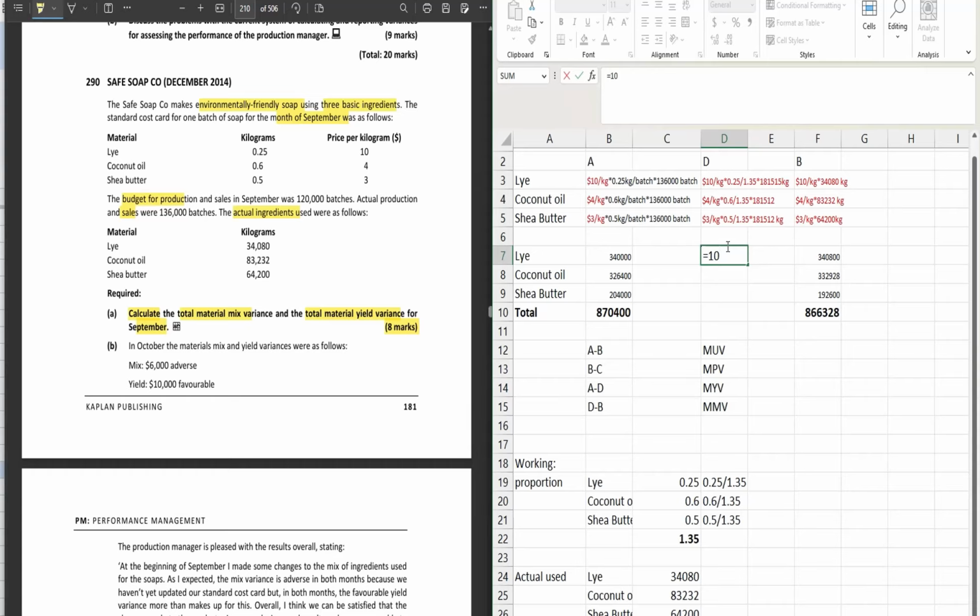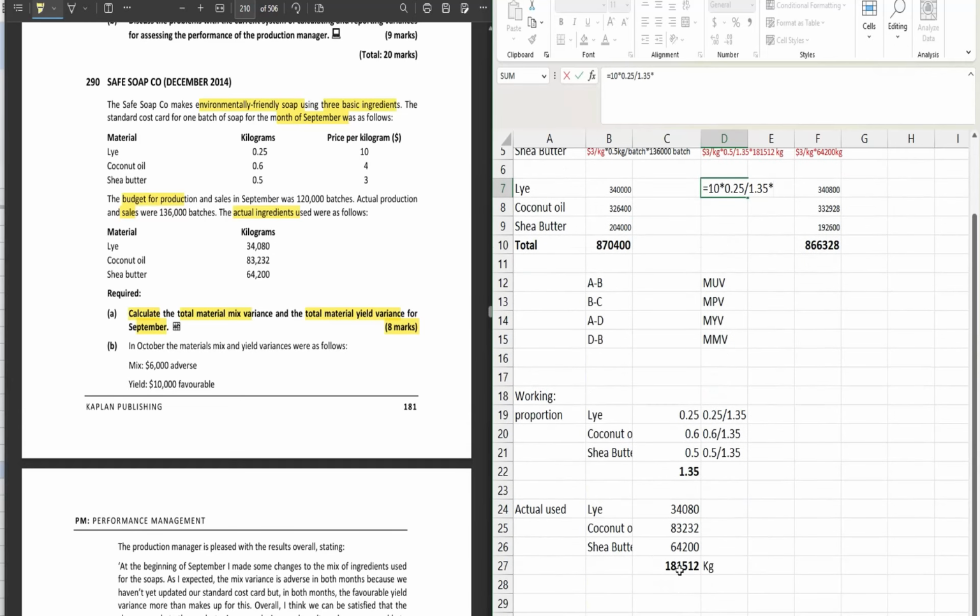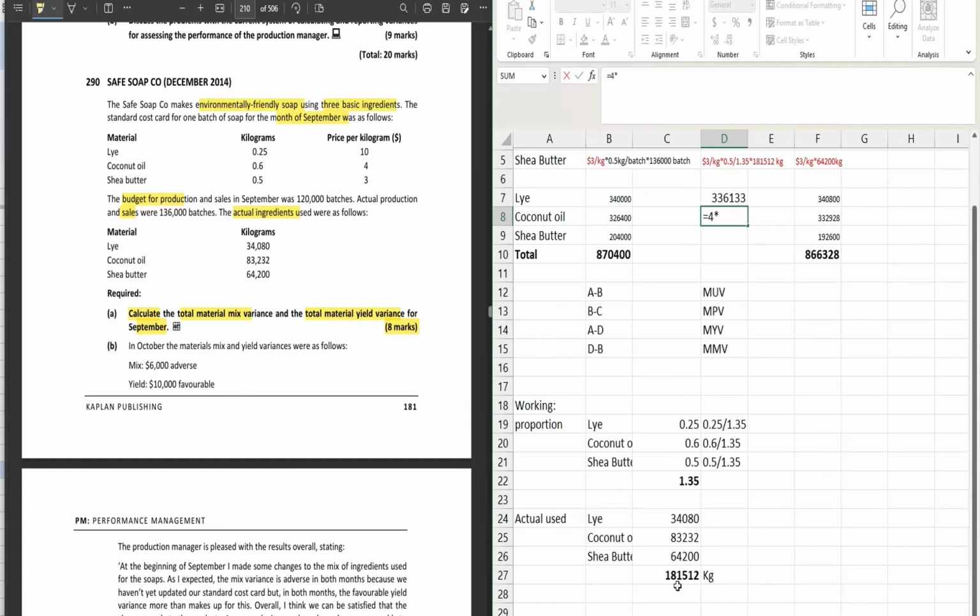So 10 into 0.25 divided by 1.35 into, then we have 4 into this into this. Oh, sorry. 0.6 divided by 1.35. Similarly, for here, 3 into 0.5 divided by 1.35 into this.